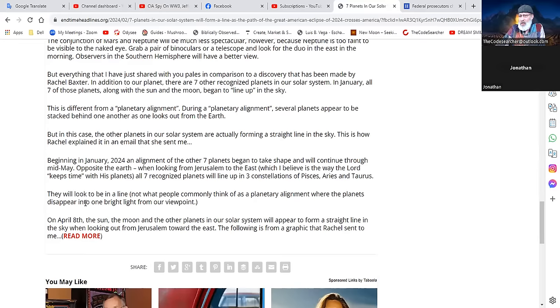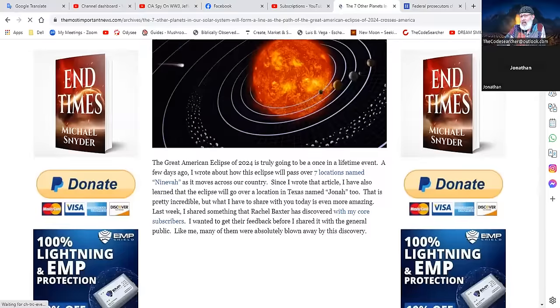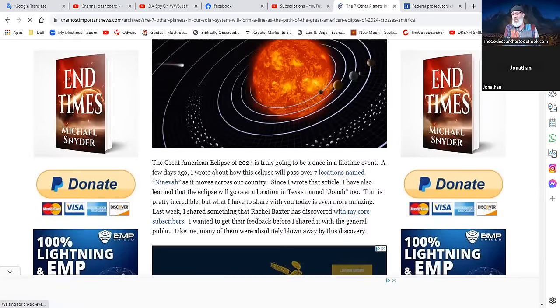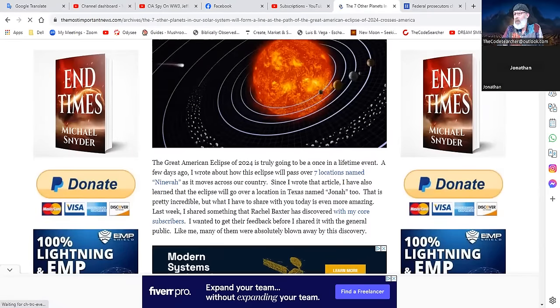On April 8th, the sun, moon, and other planets in our solar system will appear to form a straight line in the sky when you're looking out from Jerusalem toward the east. The following is from a graphic. And I think he shows a graphic here. Of course, you can go over to the site and read more of this article.